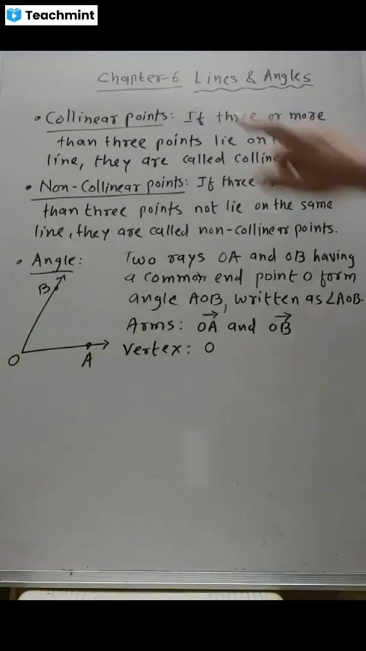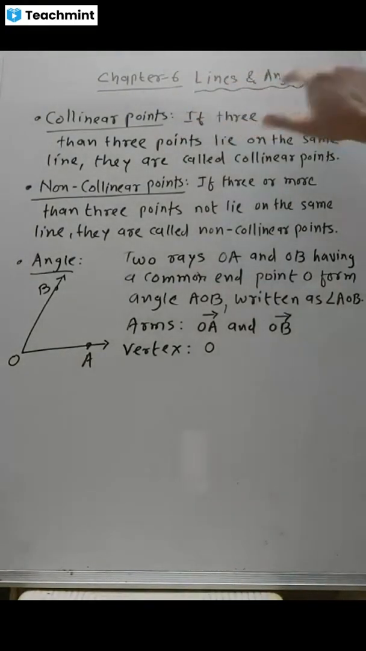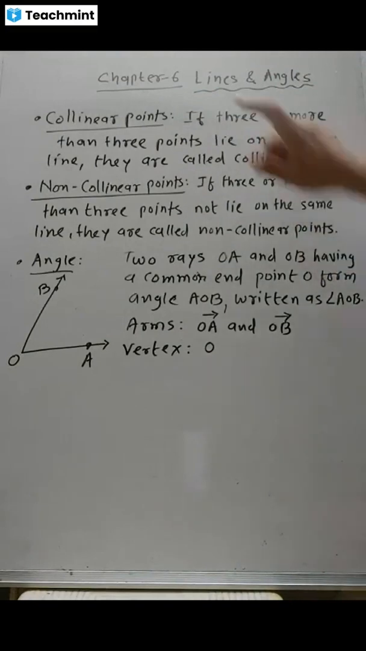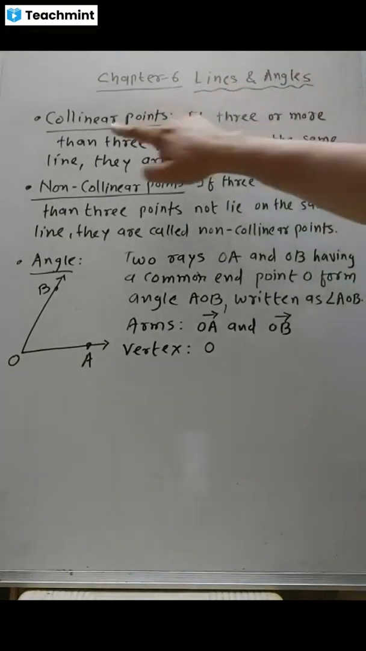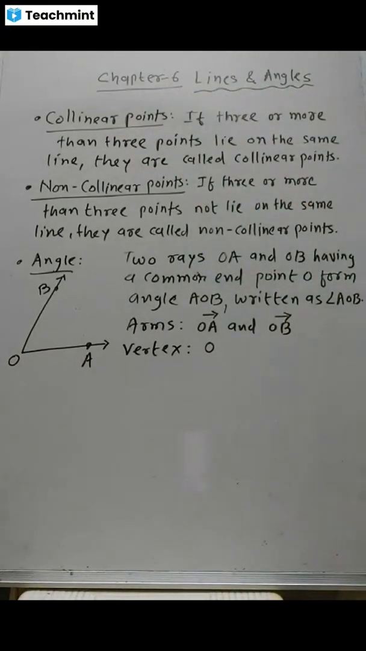Today we start chapter number 6, lines and angles. What is the name of the chapter? Lines and angles. First, lines, collinear points. What is the meaning of collinear points?